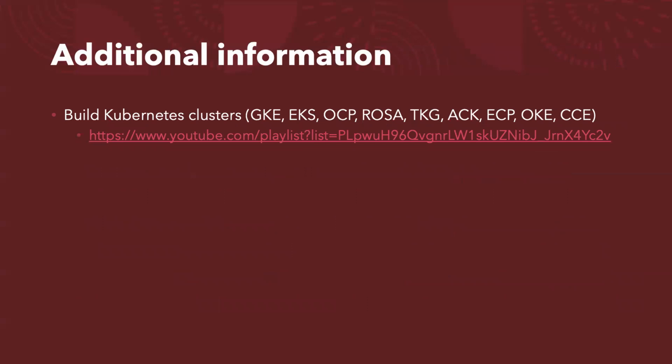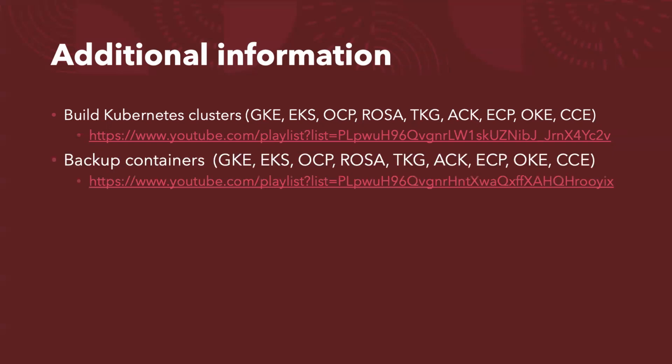Additional information, if you want to follow me to learn how to build a Kubernetes cluster. Right now, I've got the Kubernetes cluster. I recorded YouTube videos on Google Cloud GKE, Amazon AWS EKS, Red Hat OpenShift, ROSA, VMware Tanzu, Alibaba Cloud Container Service for Kubernetes, HP Ezmeral Container Platform, Oracle Kubernetes Engine, and Huawei Cloud Container Engine. Right now, I'm recording this one. After you build the cluster, I will start to work on how to back up the containers. So right now, I've got GKE, EKS, OCP, ROSA, Tanzu, ACK, ECP, OKE. CCE is next. I'm going to complete the CCE backup, how it works.